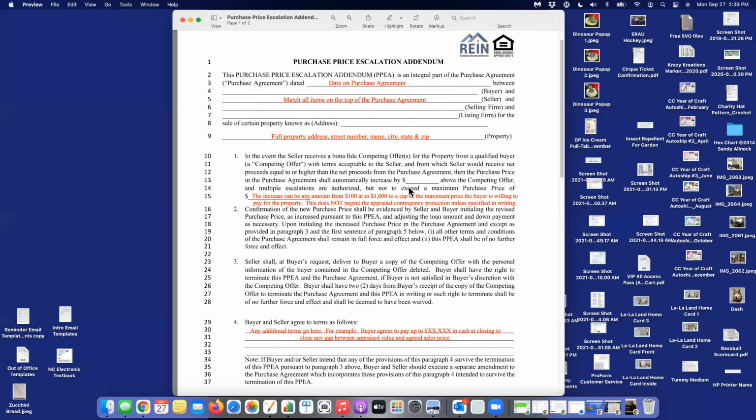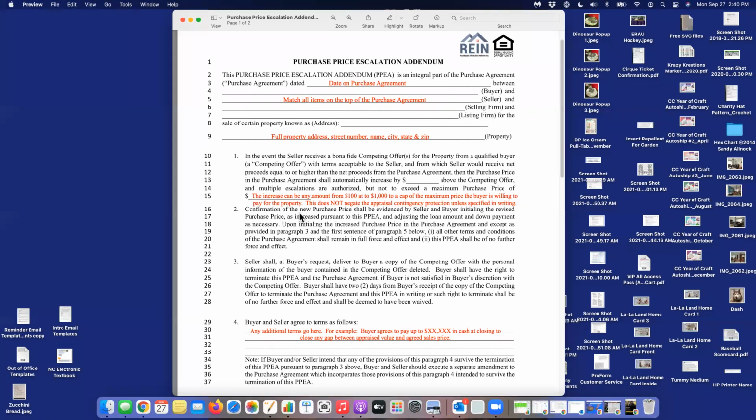However you want to set it up so that your buyer is in a position to potentially beat the next competing offer to get them the property. So the increase can be any amount from $100 to $1,000 to a cap of the maximum price the buyer is willing to pay for the property. So if the buyer says, I absolutely cannot go above $128,000, then you would put that $128,000 there.